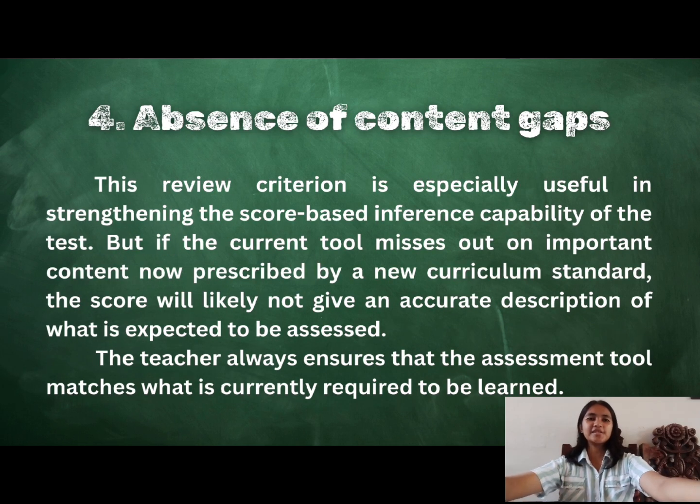Number 4 is the absence of content gaps. This review criterion is especially useful in strengthening the score-based inference capability of the test. But if the current tool misses out on important content now prescribed by new curriculum standards, the score will likely not give an accurate description of what is expected to be assessed. That's why I noted here that there should be no important topics or information missing. Teachers must ensure that assessment tools match what is currently required to be learned. It is a way to check the validity of the test.